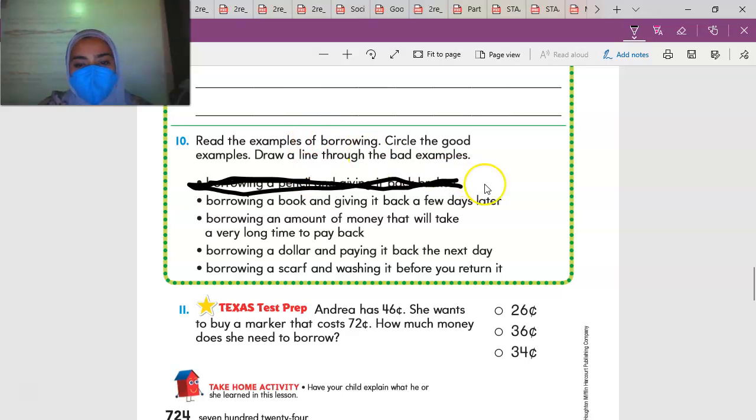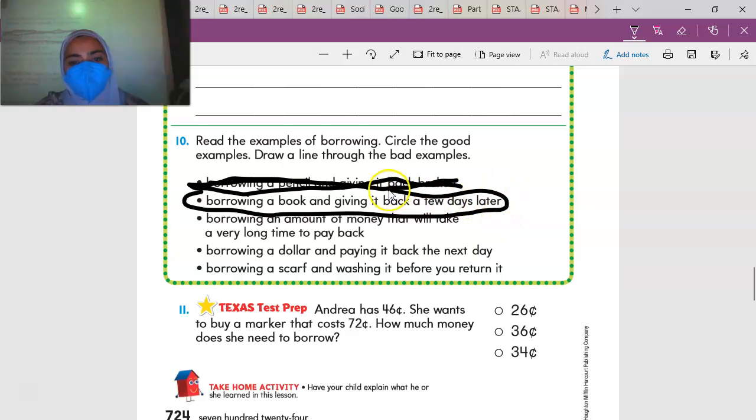Borrowing a book and giving it back a few days later. Is that a good or bad? Bad. Why? Did it take you forever? A few days is not forever. That's a few days, like 2 or 3 days. Is that forever? No. That would be a good choice. Go ahead and circle it.